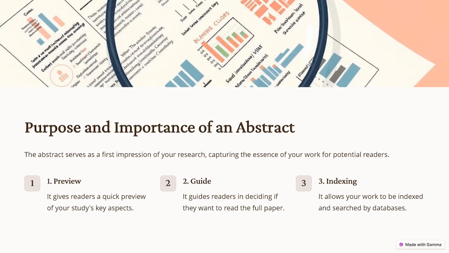Now, we are going to discuss the purpose and importance of writing an abstract. The abstract provides a first impression of the research you intend to do. It helps potential readers who are interested in this abstract to grasp the essence of your work. Accordingly, I have mentioned the importance and purpose of this in 3 main parts below. Preview means it gives readers a quick preview of the main features of your study. Guide means it guides readers to decide whether they want to read the entire paper. Indexing allows your work to be indexed and searched by databases.